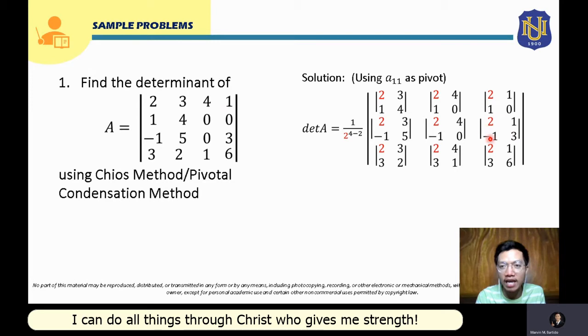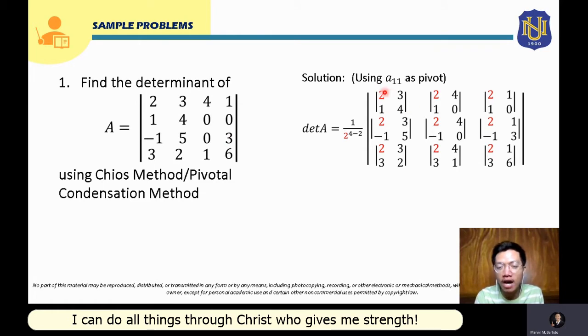Now for the third 2 by 2 matrix here, we will just move to the right again. That will be 2, negative 1, 1, 3. Now for the third row, we are just going down. Since we go down here, we're just going down here as well. Using our pivot again, that will be 2, 3, 3, 2. For the next 2 by 2 matrix, we're going to move to the right, so that will be 2, 3, 4, 1. For our last 2 by 2 matrix, we are going to move to the right again. That will be 2, 3, 1, 6. So we are just going to follow that pattern to form these 2 by 2 matrices.